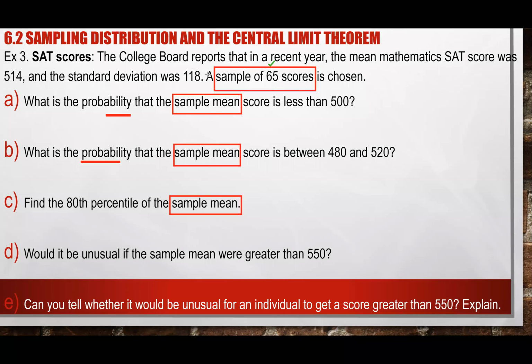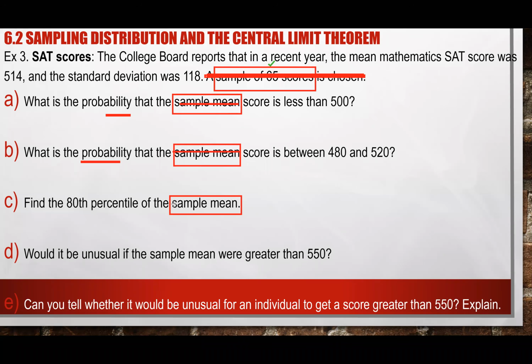For instance, if they were to take this item out, if they were to eliminate this sentence, then we are back to 6.1, ladies and gentlemen.